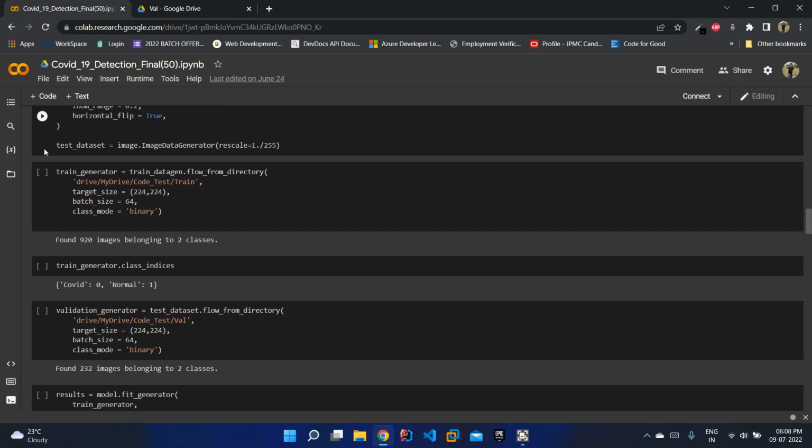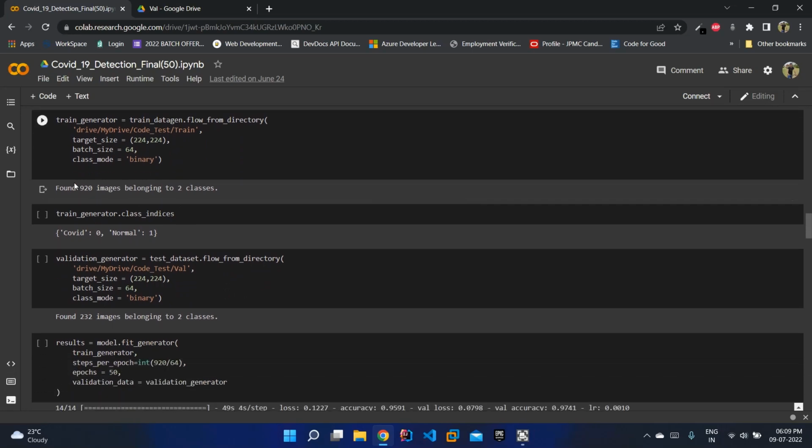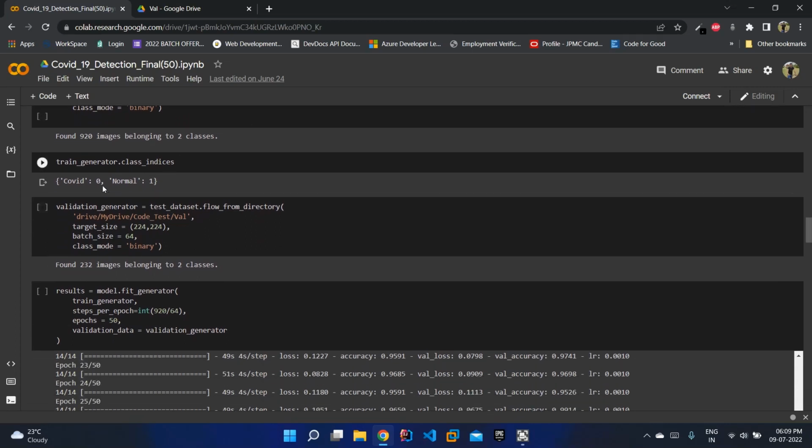We then created a training dataset out of this data generator and followed a similar labeling process as we had done in the folder structure. This gave us class indices 0 corresponding to COVID positive and 1 corresponding to COVID negative, which would then be used by the model for its prediction purposes.